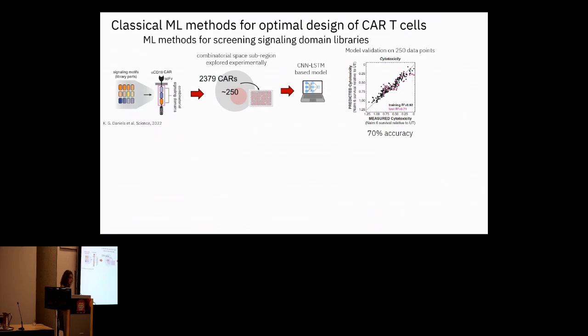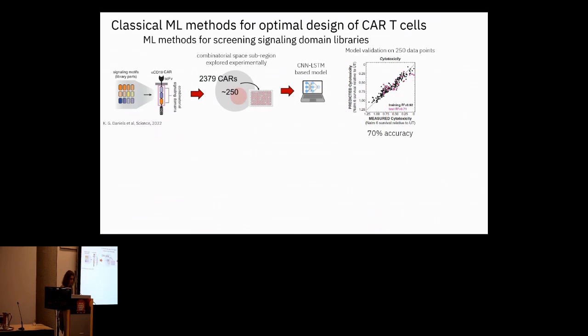So we developed a classical machine learning model based on a convolutional neural network and long short-term memory model. And with this model, we use these 250 data points to validate our model. We reach a 70% of accuracy, and then with this model, we explore the entire combinatorial space.